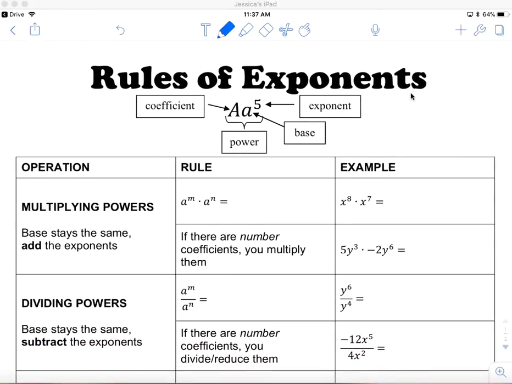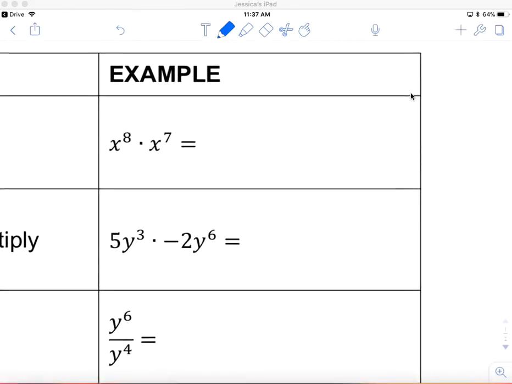The first rule we're going to talk about is multiplying powers. So when you multiply powers, the official rule is a to the m times a to the n is a to the m plus n. Anytime you're multiplying your powers, you are adding your exponents. If there are number coefficients, you multiply them. So let's look at these two examples.